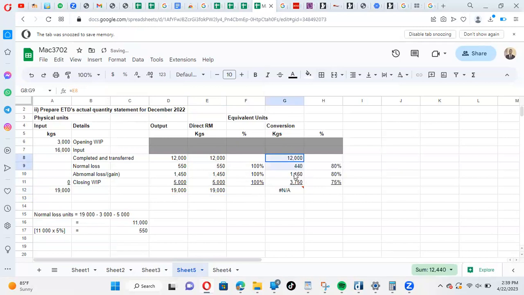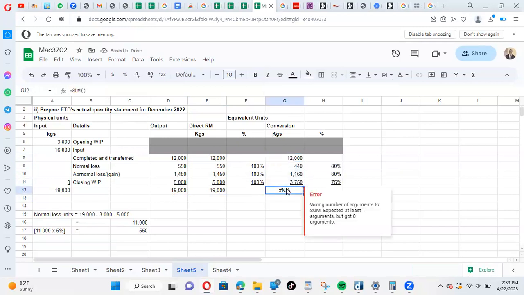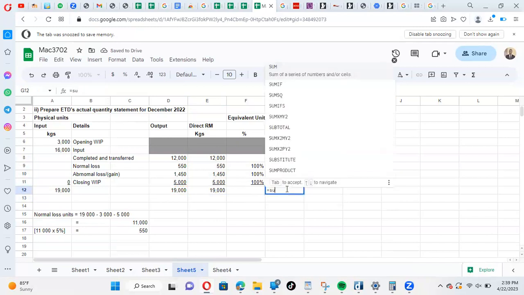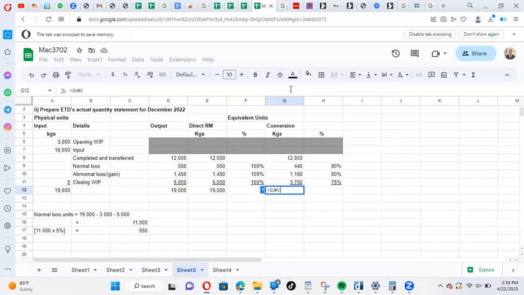So we're going to sum that up. And then, okay, I got that wrong there. All right. So these are our equivalent units there. So we will see now where we need to make use of that on part number 2.